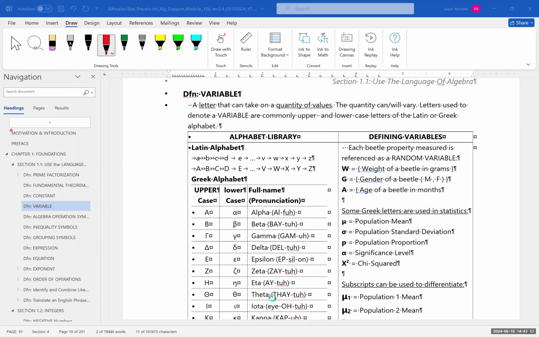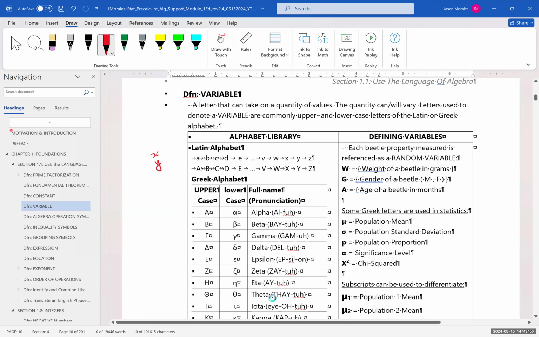Okay. So a variable is a letter that can take on a quantity of values. The quantity can vary. Letters used to denote a variable commonly appear as upper and lowercase letters of the Latin or Greek alphabet. So, in algebra, you'll see the letter X or the letter Y very commonly used as variables, but you could easily use any letter in the alphabet. The Greek alphabet is used a lot in other sciences and higher math classes. So one of the common alphabets to use is Greek.